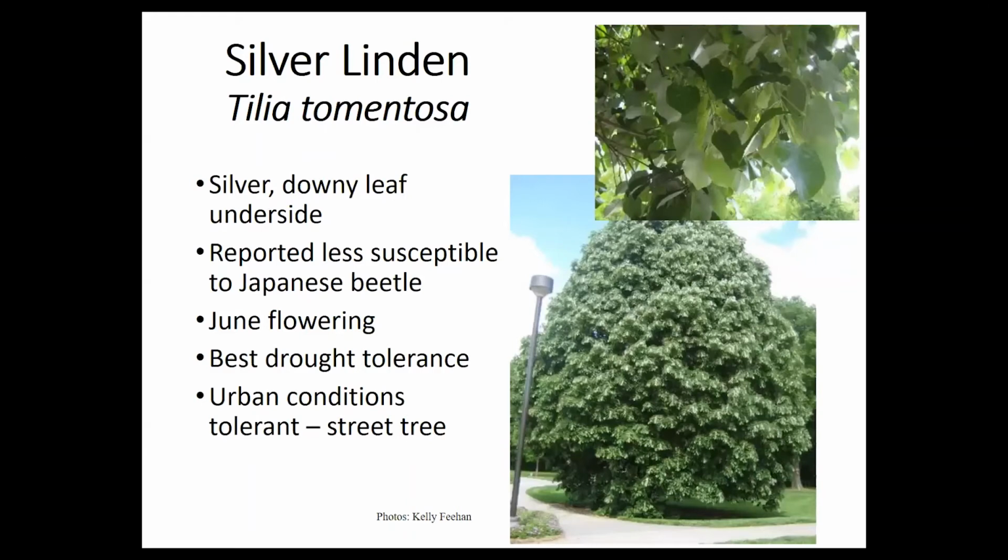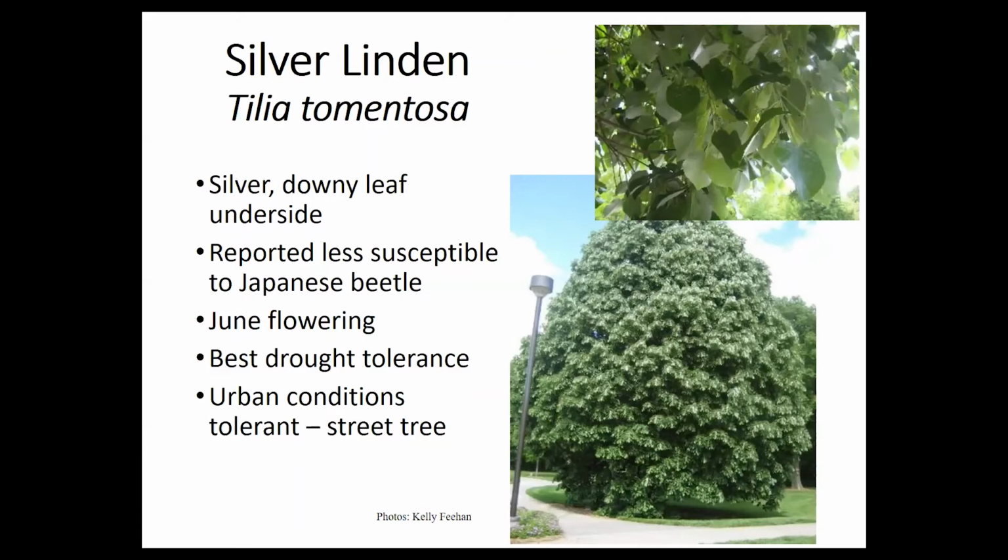Silver linden is not as popular. I took this picture at the Maxwell Arboretum on UNL East Campus. It's not as readily available, but it has a silver downy leaf on the underside. So that's why it's tomentosa. It's reported to be less susceptible to Japanese beetle, that they don't like to feed on it as much because of those downy hairs on the underside of the leaf. I keep thinking I should ask somebody on East Campus if they are seeing much damage on this tree. And every time I say that, I forget to ask.